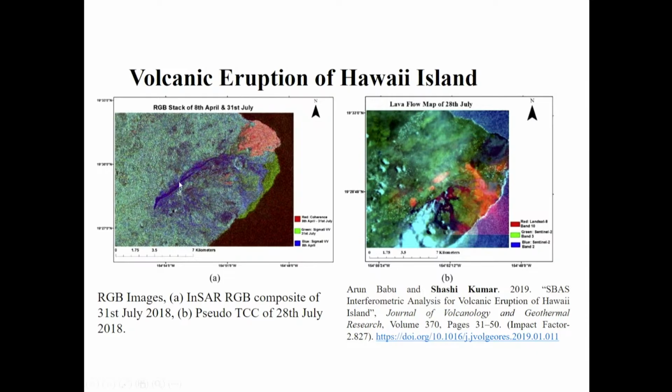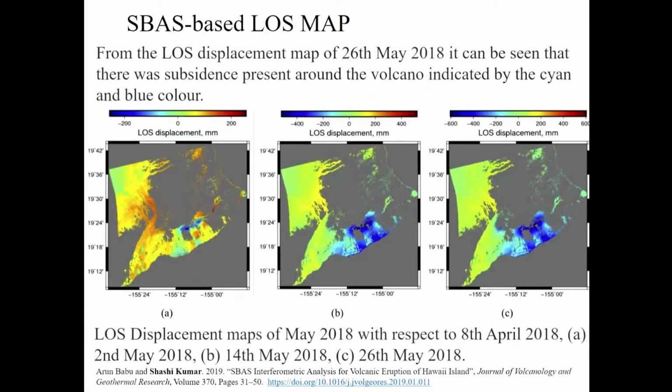Again, with the help of the synthetic aperture radar based RGB stack, we are able to clearly see the lava flow direction, and that mapping could be done with the help of this. Now next we are going to talk about the surface deformation mapping.